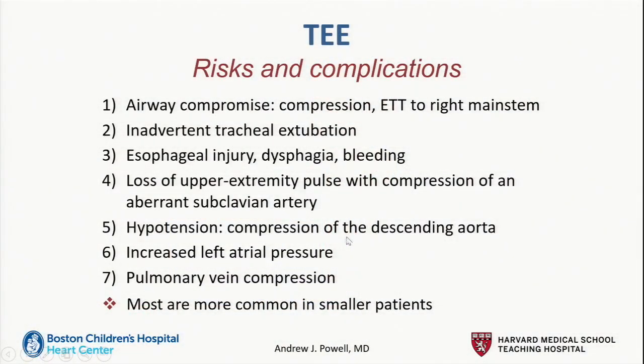Hypotension, this is typically from compression of the descending aorta by the TEE probe. Similarly, you can increase the left atrial pressure from compression of pulmonary veins as well. And then if you go through these things, most of these things are more common in smaller patients where just the space is tighter and there's more chance for compressing or obstructing something with the TEE probe.